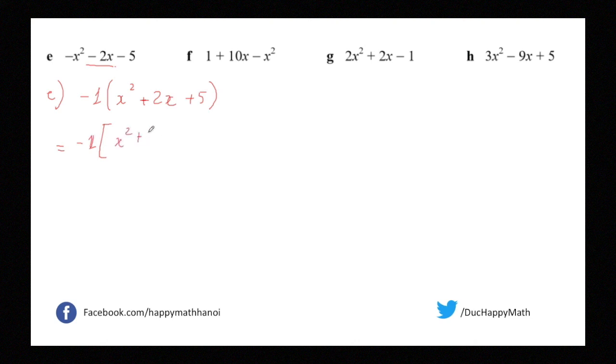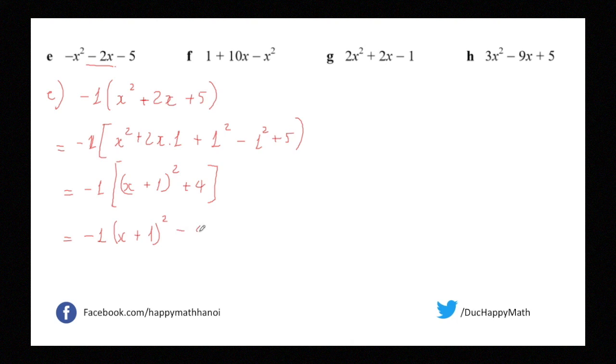So minus 1, and change outside the bracket. Inside the bracket we have 2x times 1, which means b equals 1, minus 1 squared plus 5. So minus 1, (x plus 1) squared, and plus 4. After that, the h part, minus 4.